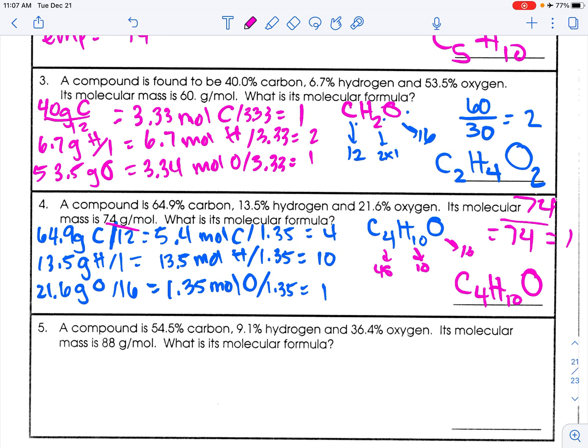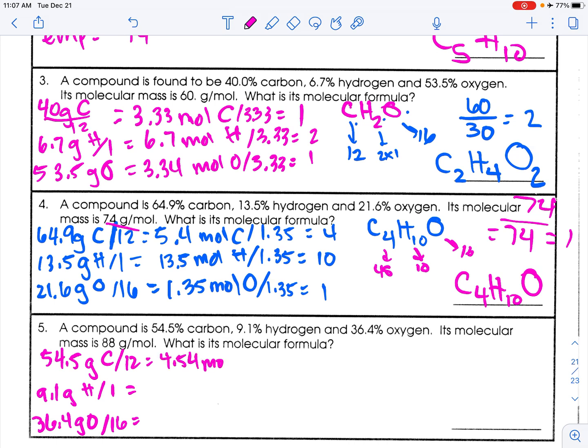All right, final one. We're going to change all percentages to grams. So 54.5 grams carbon, 9.1 grams hydrogen, 36.4 grams oxygen. We're finding that these are the same elements. They're just carbon compounds. So 54.5 divided by 12 is 4.54 moles of carbon. This is going to be 9.1 moles of hydrogen. 36.4 divided by 16 is 2.275 moles of oxygen. So we're going to divide everything by 4.54. So this is going to be a 1. 9.1 divided by 4.54 is 2. And oh, whoops.